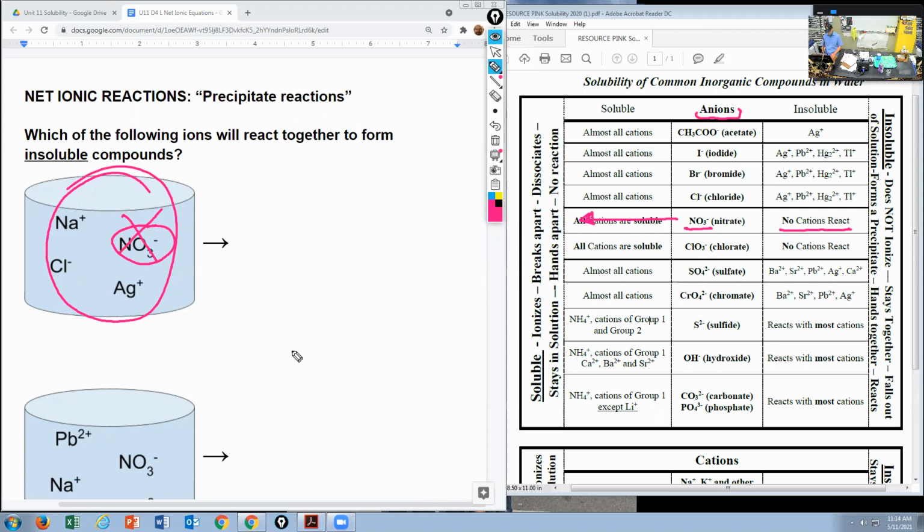Now let's look at chloride. Here's chloride right here, and let's see if chloride will react with sodium or with silver. And whoa, the first one we come to right here, the chloride is going to react with the silver to form an insoluble compound. So these two will form an insoluble compound. The net ionic equation, also known as precipitate reactions, would be silver plus a chloride ion yields AgCl.